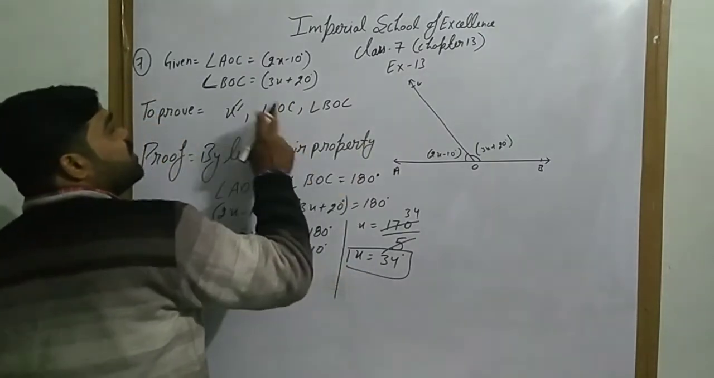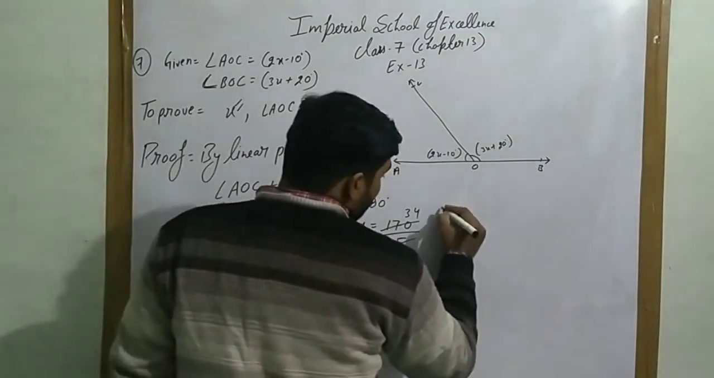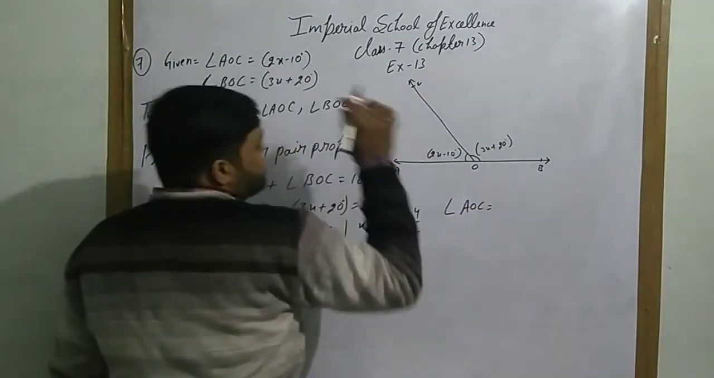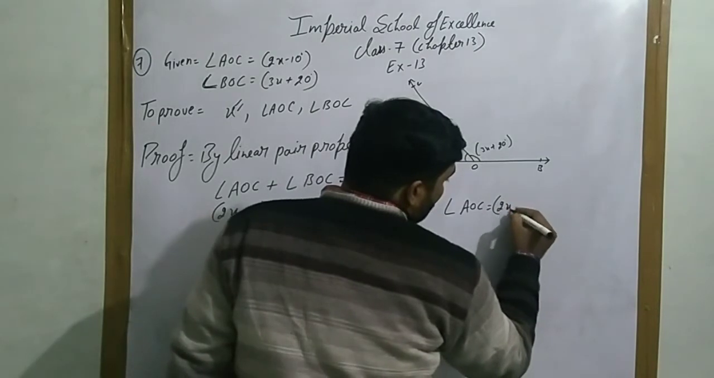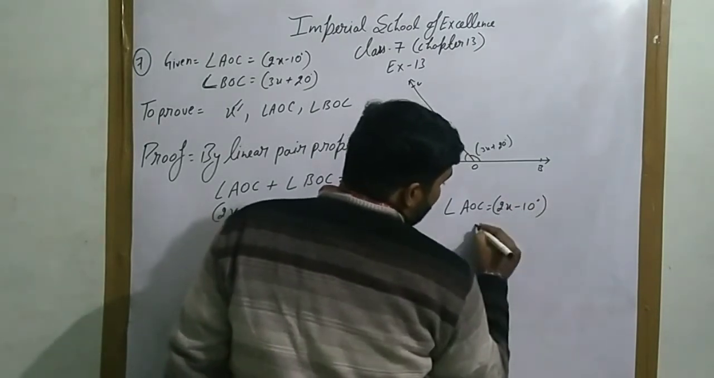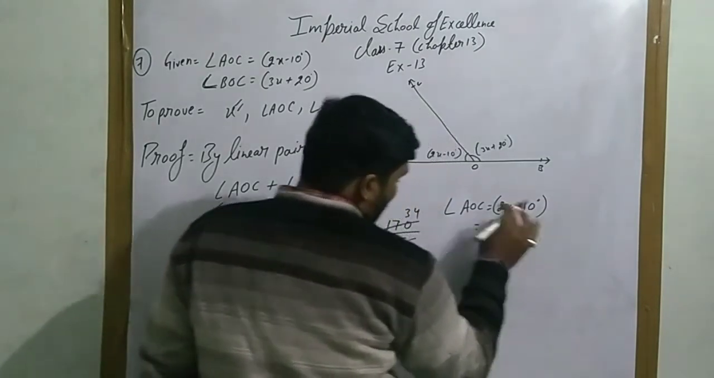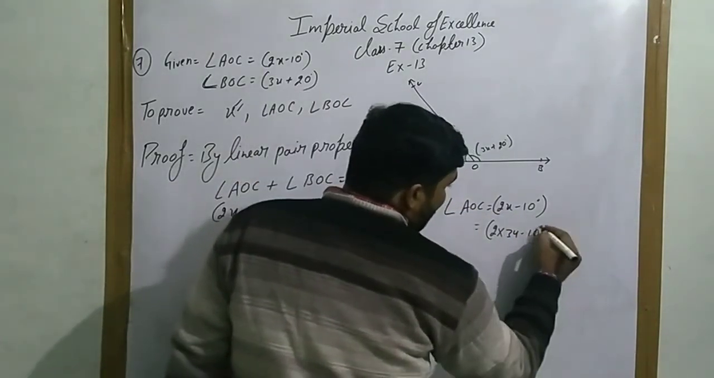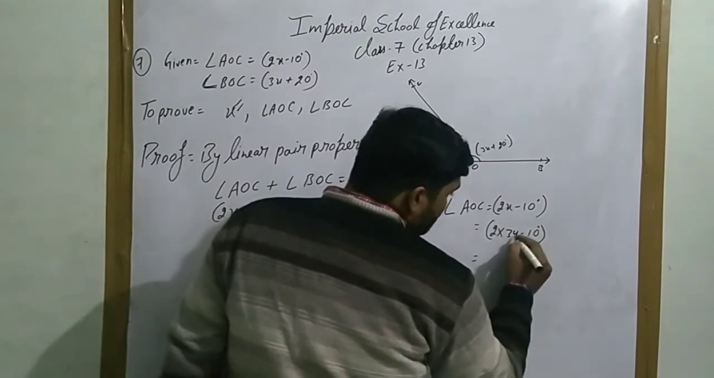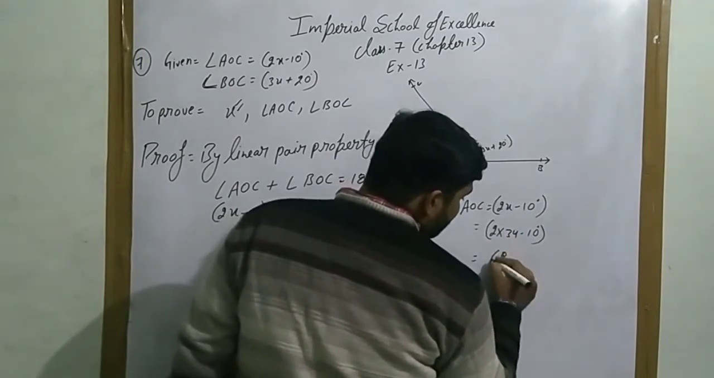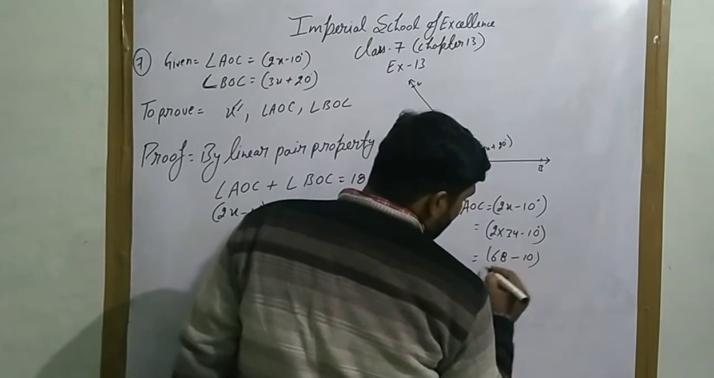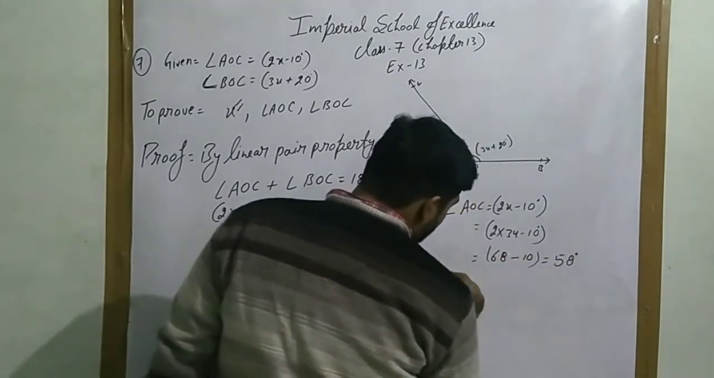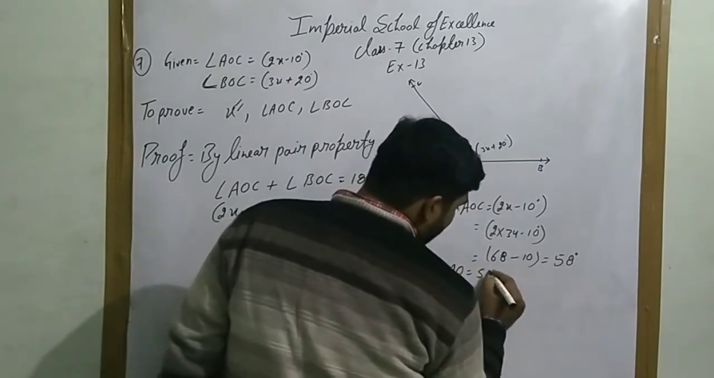Now what do you have to find? We have to find angle AOC. Angle AOC equals 2x minus 10 degree. Now multiply the value of x, 34, and minus 10. After that, 2 fours are 8, 2 threes are 6, 68 minus 10 will be 58. So angle AOC will be 58 degree.